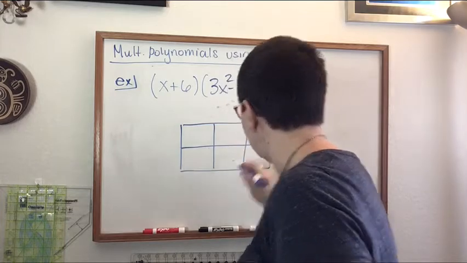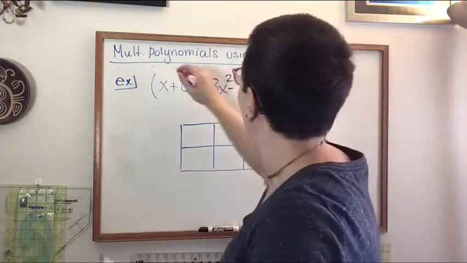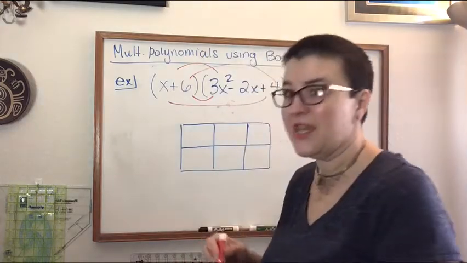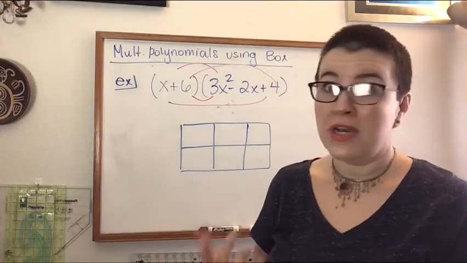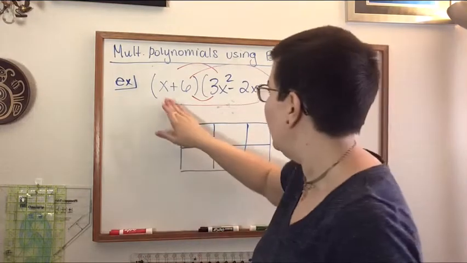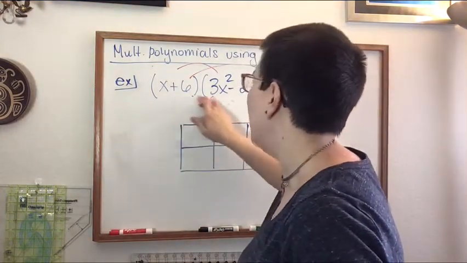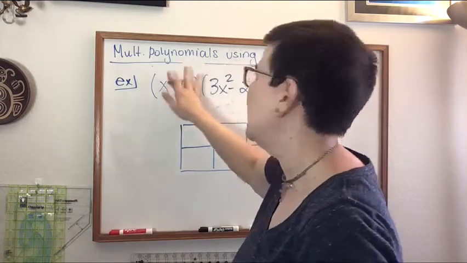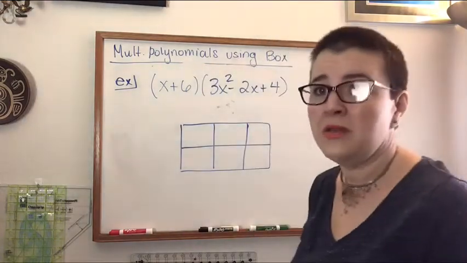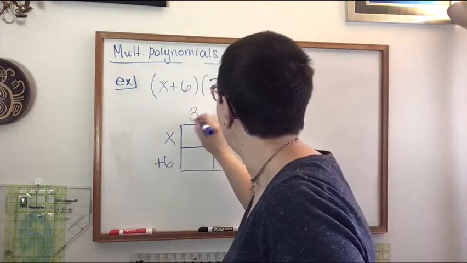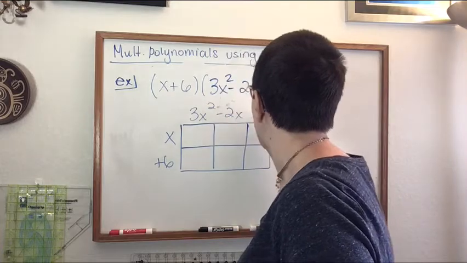If you were to try this with FOIL, you would do first, outer, inner, last, and you would miss that middle term altogether. You can do distribution, and I have students that do distribution all the time and love it. So if you like distribution, go ahead and do it. I like box method better for a problem like this because I have a tendency to lose pieces, and this helps me not lose pieces. All right, so there's my x plus 6. I have 3x squared minus 2x plus 4.